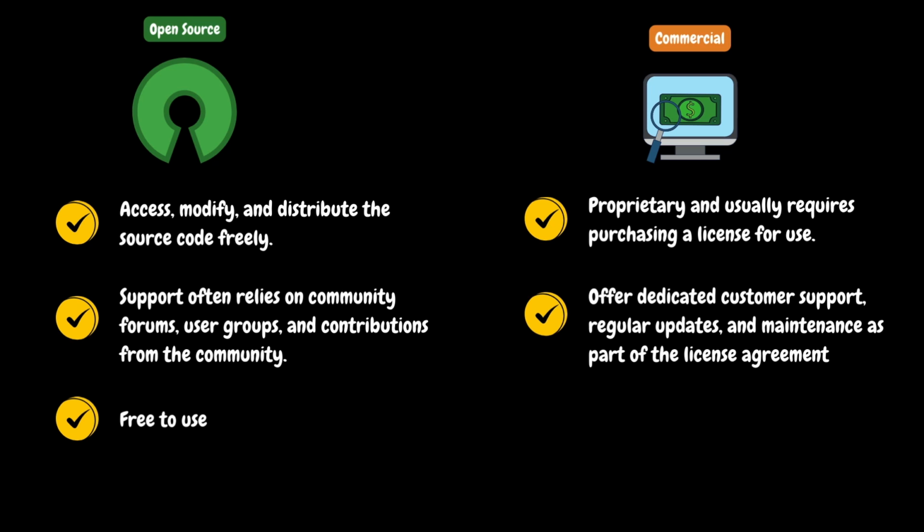Open source software is often free to use, but costs may arise from support services, customizations or integration efforts, whereas commercial software usually involves upfront costs for licensing and may have additional fees for support, updates or premium features.